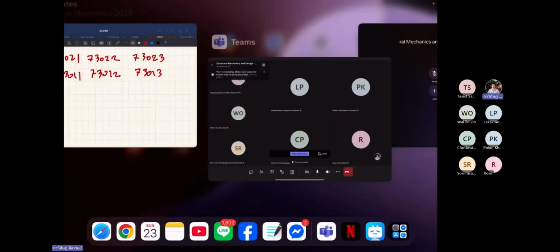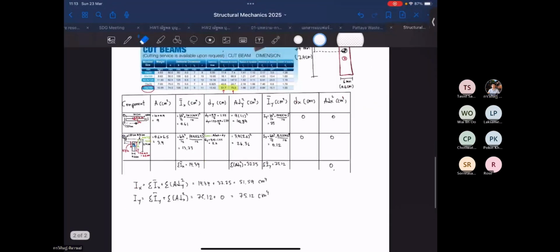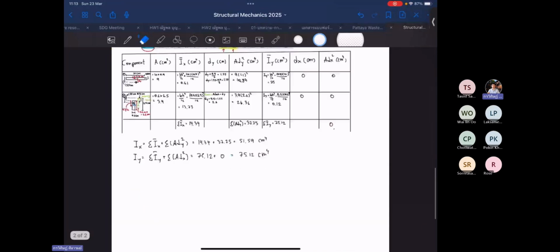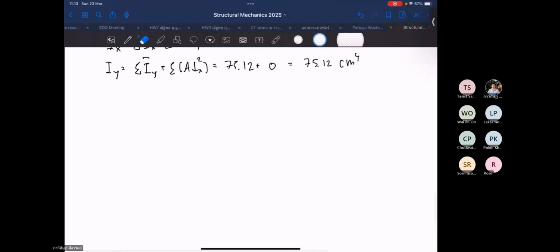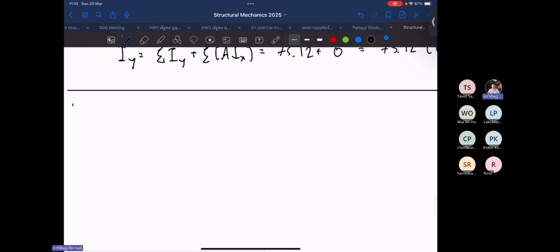Let's continue so we can have our lunch on time. Next is the beam internal forces.